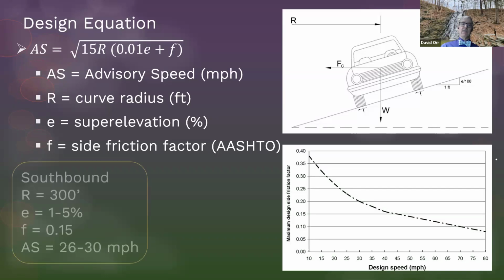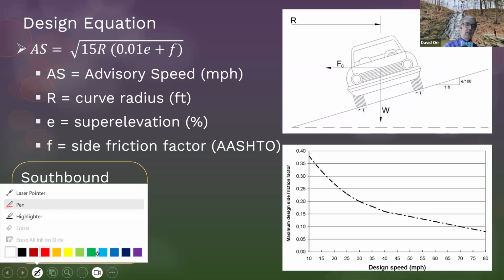So in this case, southbound, we went out there, we actually measured the radius. You can also use Google to do this, and you get about 300 feet. And you've got a super elevation that varies within the curve itself from only 1 to 5 degrees. It actually gets pretty flat at one point, okay? The side friction factor is based upon the design speed. We're going to use the speed limit as our starting point. So if we use the speed limit as the starting point, and I'm going to change the color so you can see it.